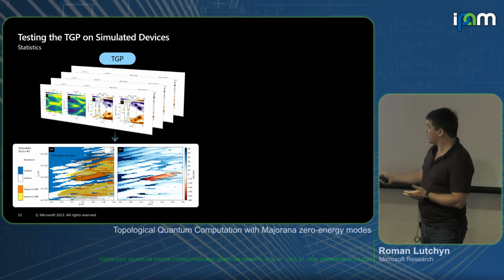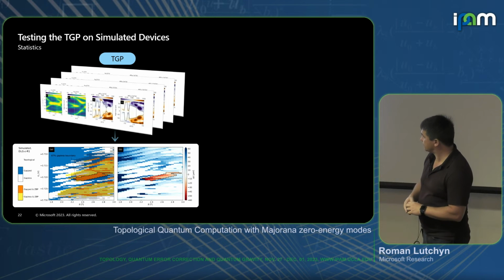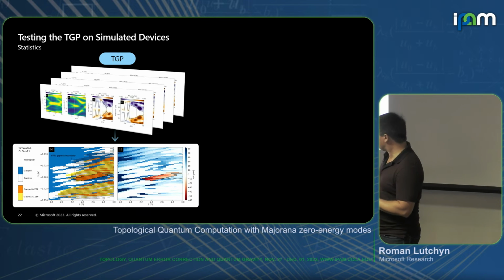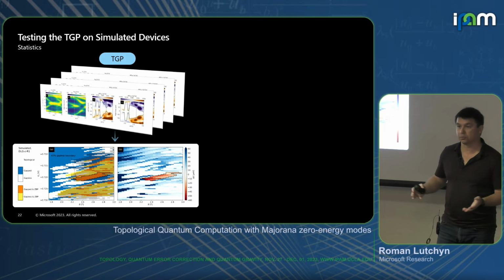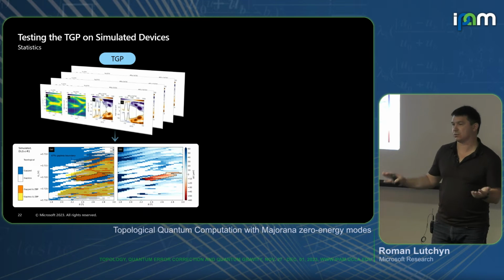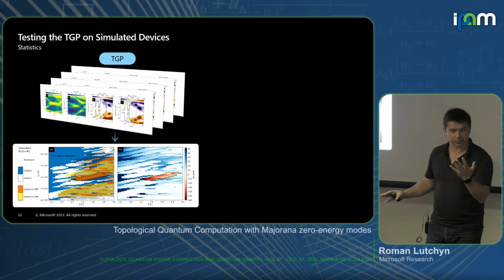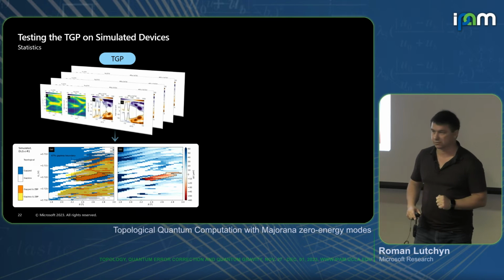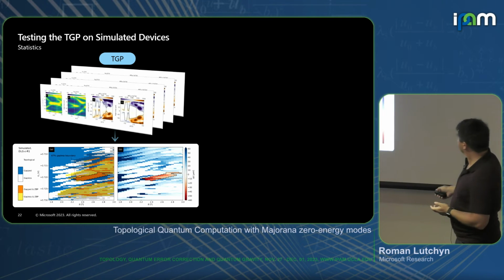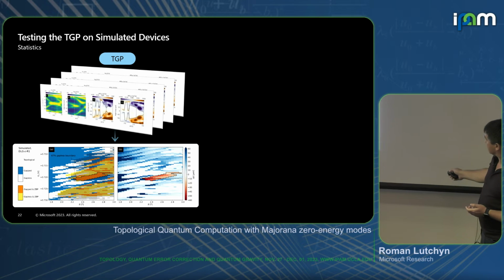And if this shaded region and the orange region don't overlap, then it would be a false positive because we are in a totally trivial phase, but the TOPOGAP protocol tells you that we are in the topological phase. Okay? So this is just the result of transport data.